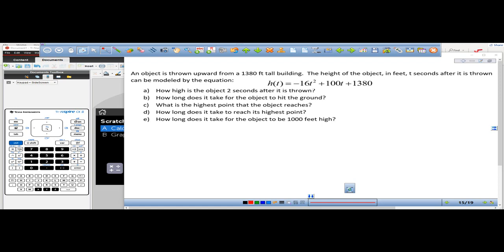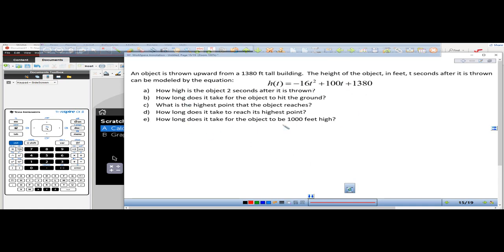Alright, so let's review some quadratic modeling. First of all, let's take a look at this question right here. An object is thrown upward from a 1,380 feet tall building. The height of the object in feet t seconds after it is thrown can be modeled by the equation. So they give us this equation right here that represents the height of the object after t seconds, and then we need to answer these questions here.